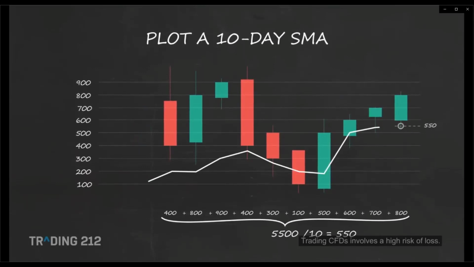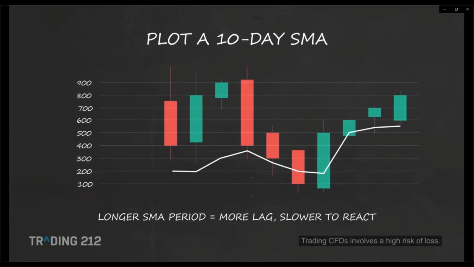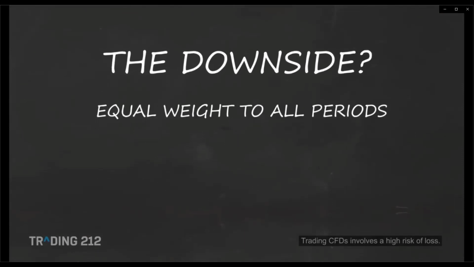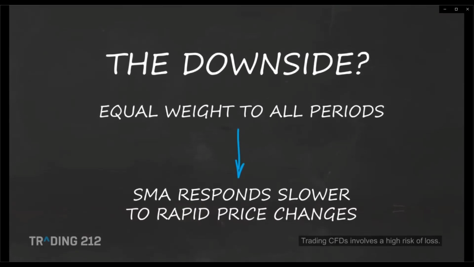Have in mind that the longer the simple moving average period, the more it lags and the slower it is to react to the most recent price movement. And this brings us to its downside. As equal weight is given to all periods considered in the calculation, the simple moving average is slower to respond to rapid price changes that might prove to be important.